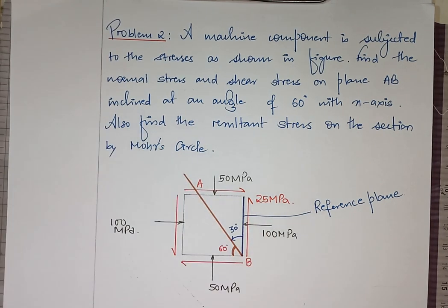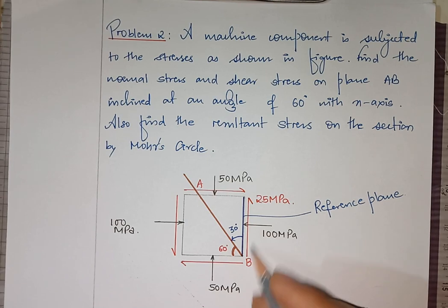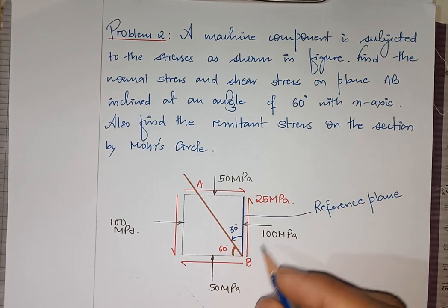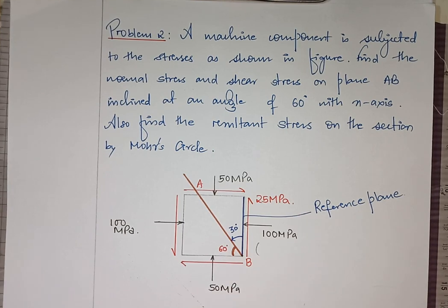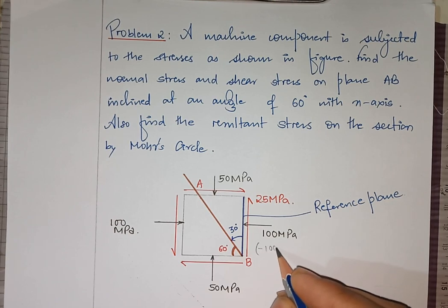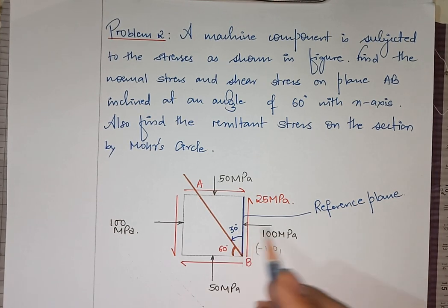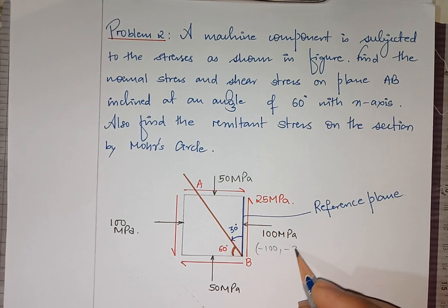So the coordinates, I'll just mark it here for this particular vertical face. You can call it point B. The coordinates are -100, -100 because it is compressive, and this is -25.